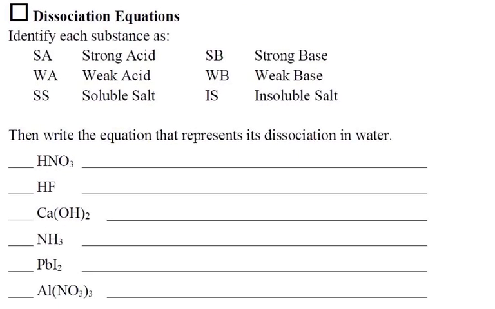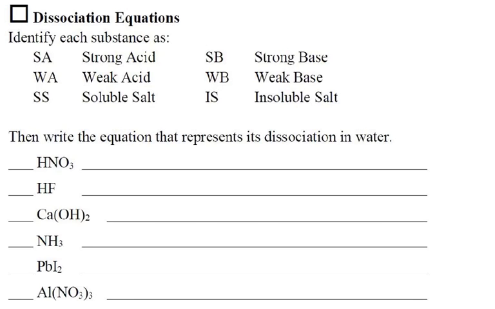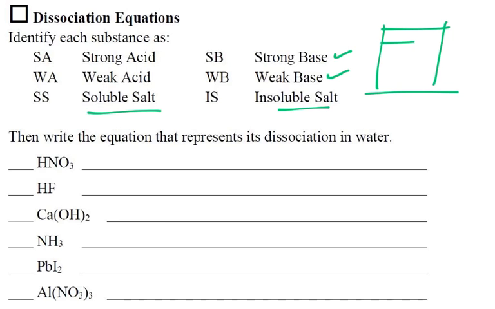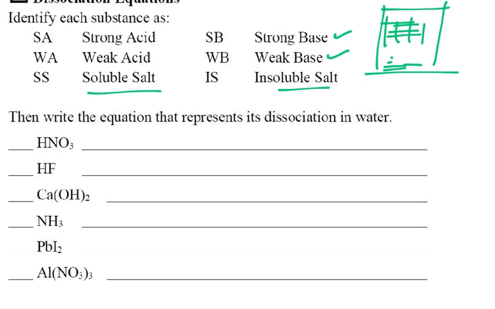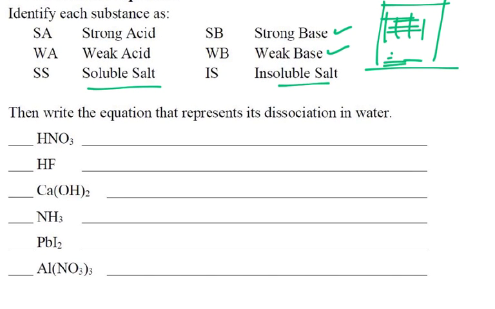Okay, dissociation equations. For each one of these, we need to decide whether it's strong or weak, whether it's an acid or a base, or whether it's a soluble or insoluble salt. And through this whole thing, you're also going to have that chart to look at, and it has lists of strong acids and bases, so that'll be there for you on the test. Okay, write the equation that represents the dissociation. So in each of these cases, it's going to be the same idea.